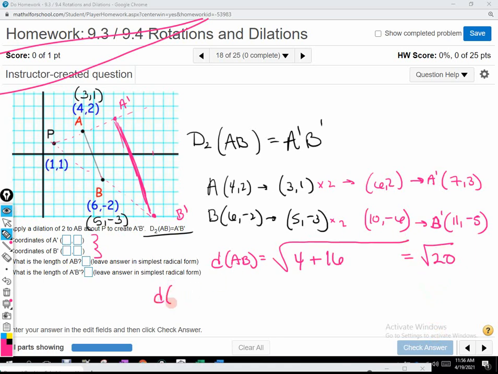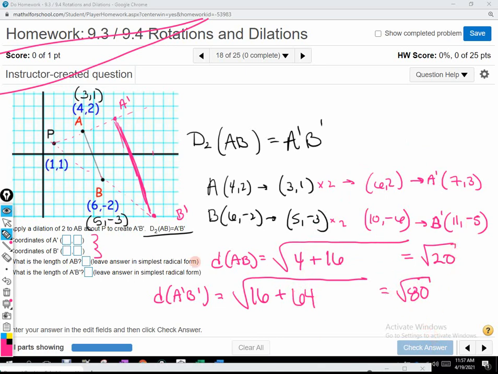Do the same thing for A prime to B prime. Okay, which would be these ordered pairs now. So if I take 7 and 11, subtract those, you get 4, right? 4 squared is 16. Add to that, then, these two. Okay, so 3 minus negative 5 gives me 8, right? So 8 squared would be 64. So it gives me radical 80.